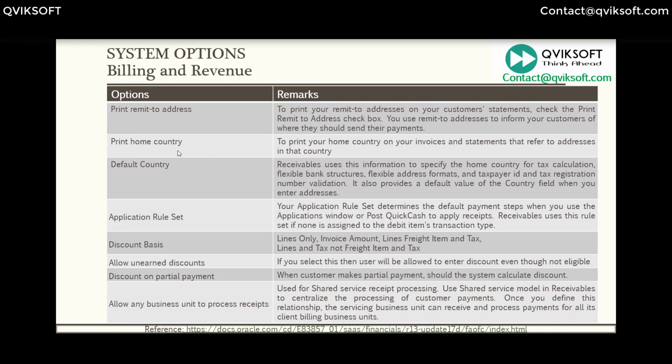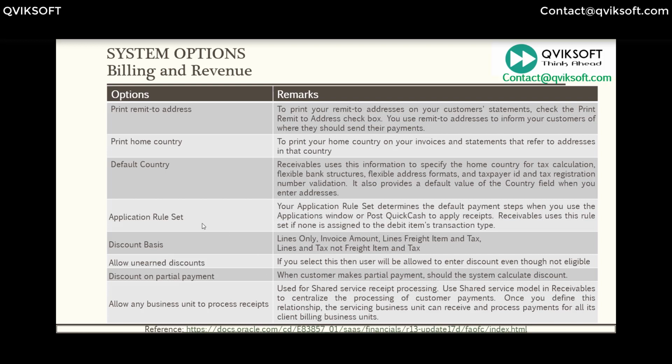Print home country. If you want to print your home country on your invoicing statement, you can also choose this option. Default country. This is where you specify the default country. Let's say if I specify default country as Singapore, then for all my tax calculation, flexible bank structure, and flexible address format, all will follow the default country I've given. So when I put default country as Singapore, when I go to any address, it will follow the Singapore address format.